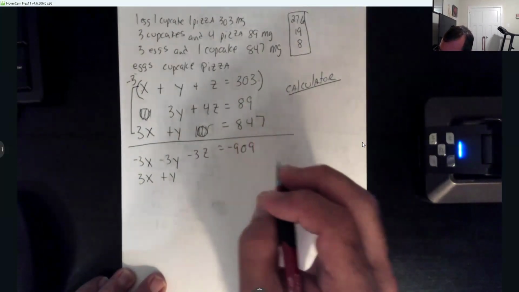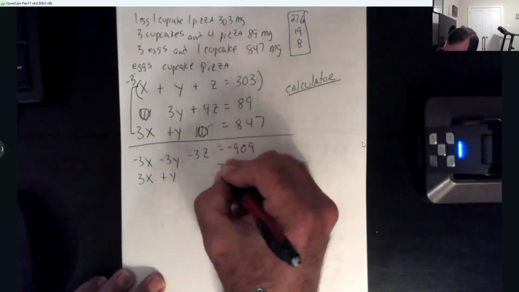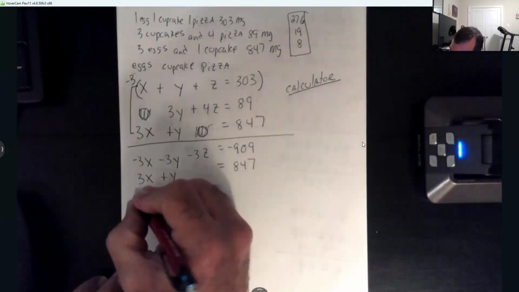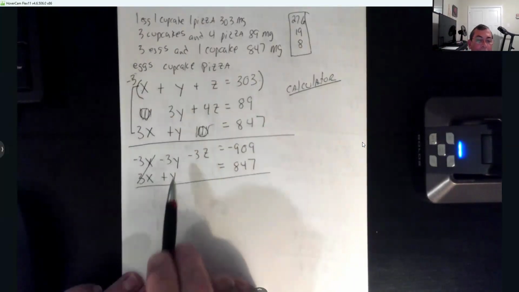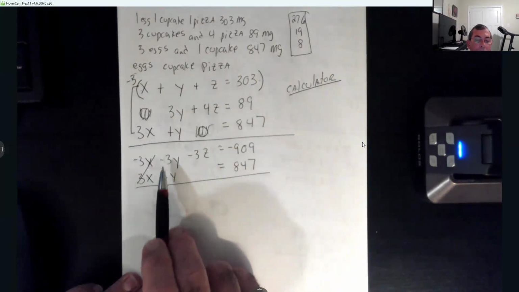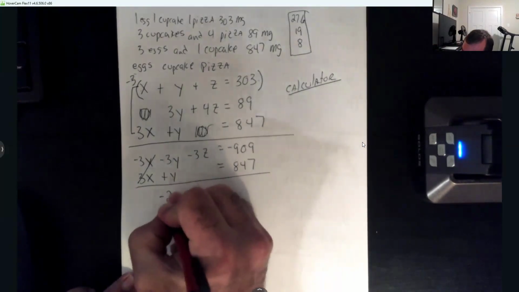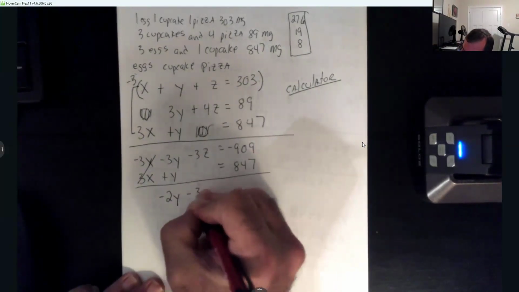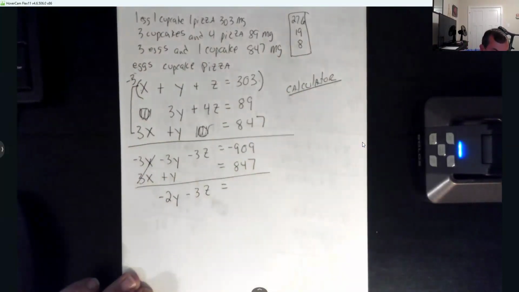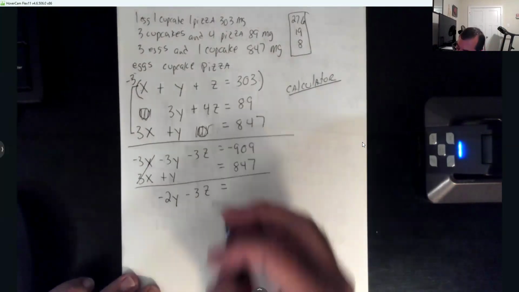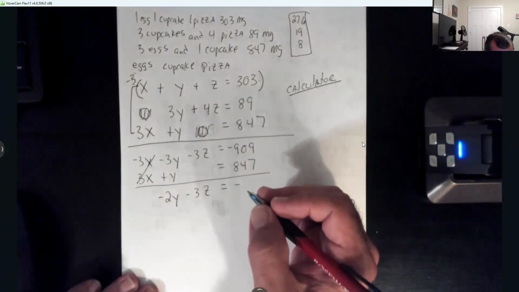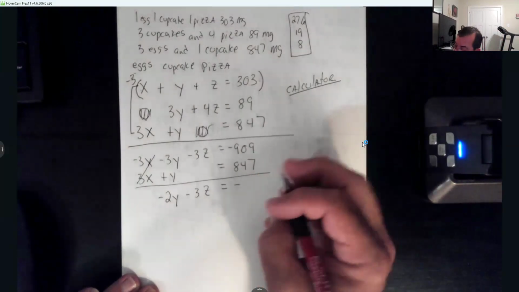Now, bring down the other equation, 3x plus y equals 847. Y'all, the x is now canceled because y'all did right with that -3. So let's see what's left. -3 and 1 is -2y minus the 3z, and then -909 plus 847 gives me -62, it looks like.